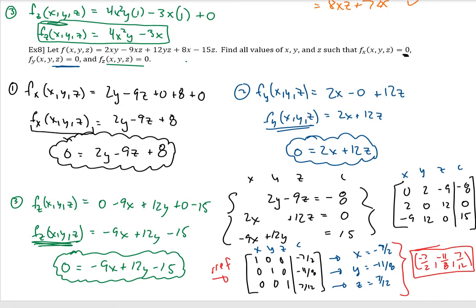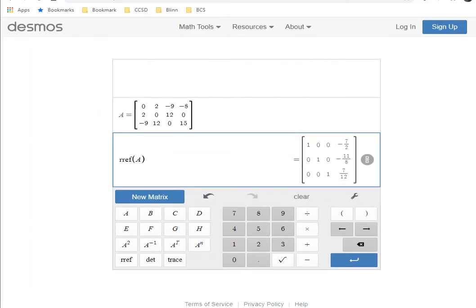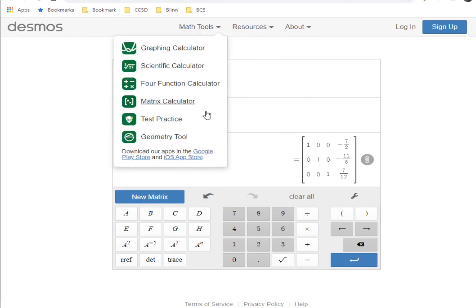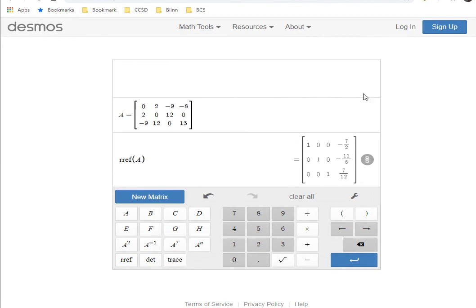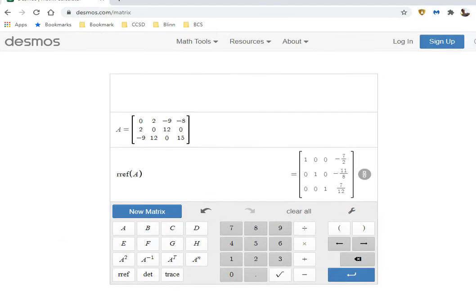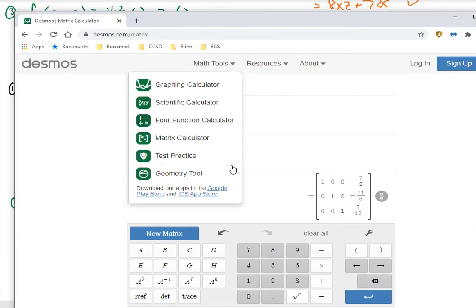So again, Desmos is real nice. It does pretty much everything an 84 would do. Okay, so it's got some things. I guess it's got geometry tools and test practice as well if you want to check it out. But it's a great resource. All right, and this is something that's usually allowed because it is the same thing that's on a TI-84.